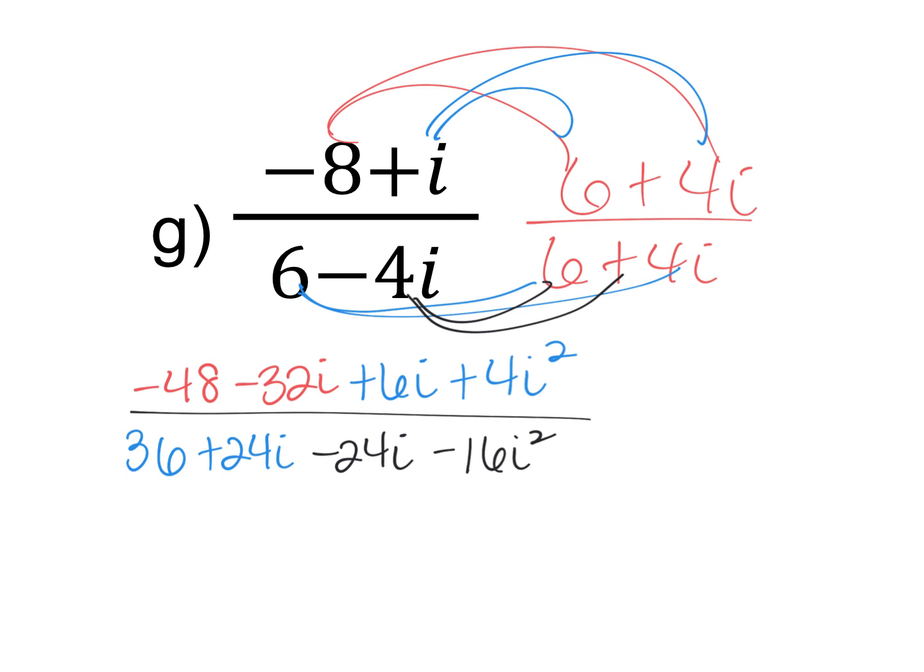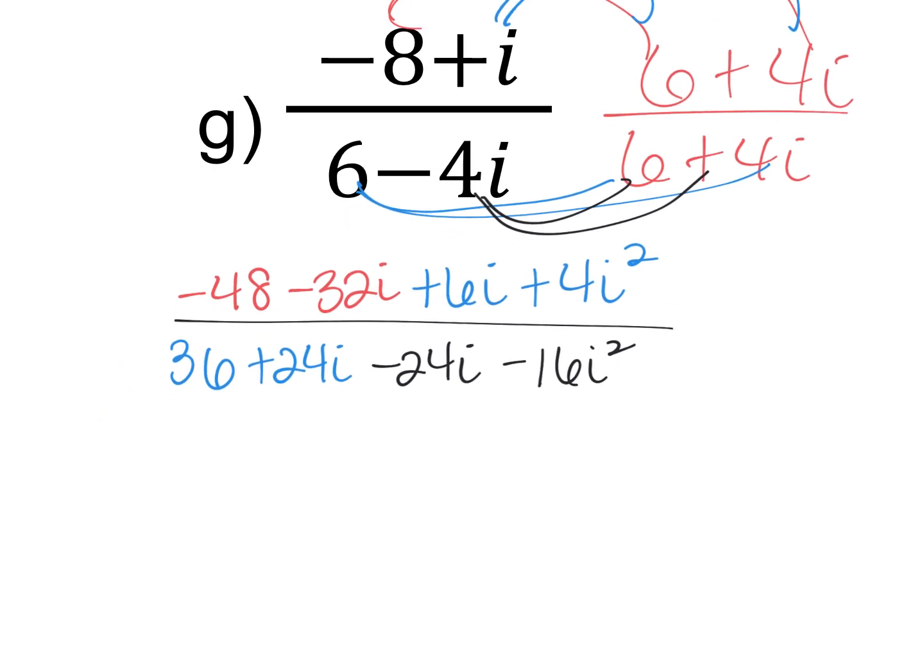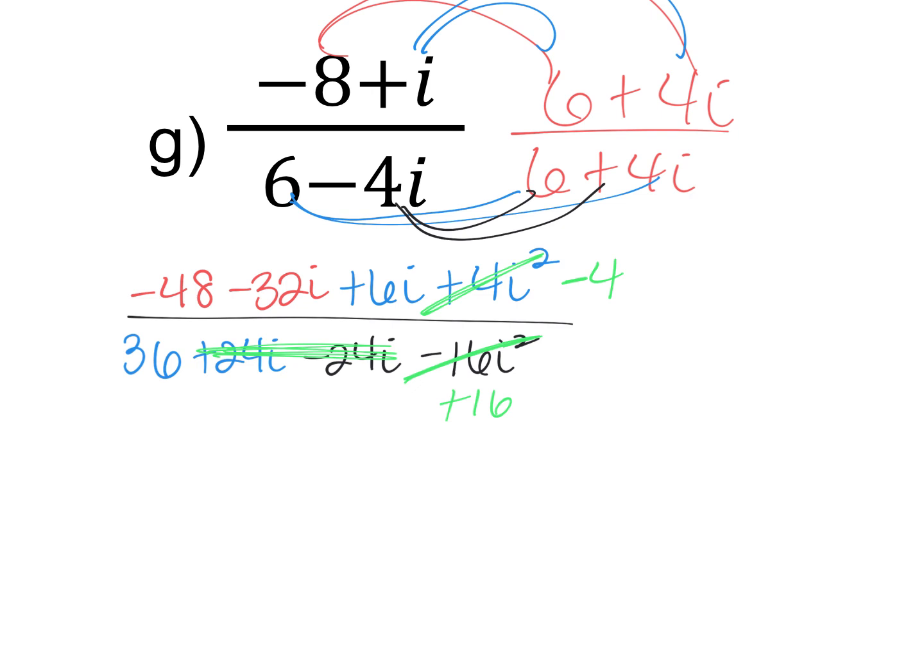All right, now that it's looking good and gross, let's clean it up. So this ends up being negative 4. This ends up being positive 16. These cancel. I think that's it, so I just need to combine like terms. So negative 48 minus 4 would be negative 52. And then that would be what? Minus 26i. When you combine the negative 32i plus 6i, and do the bottom, 36 plus 16 is 52.